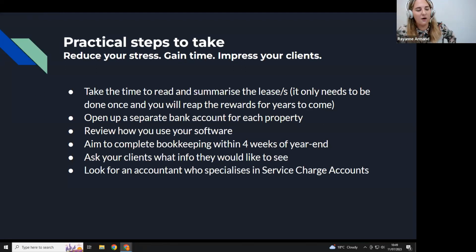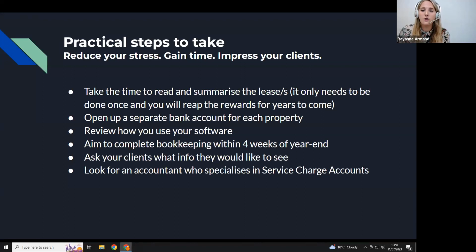And then, of course, obviously, I would say, but I really do feel like there's a lot of value in this, is look for an accountant who specializes in service charge accounts. Most accountants are generalists, which means they don't know the nitty gritty. And so it's a little bit like a GP. Okay, so it's fine if you're only starting out and you have a few properties, you can go to a GP that can sort out most issues.